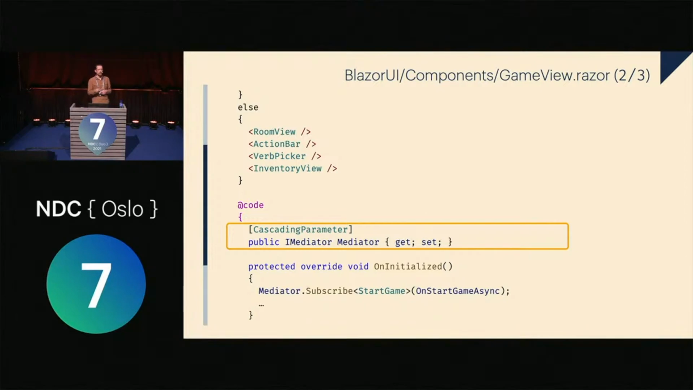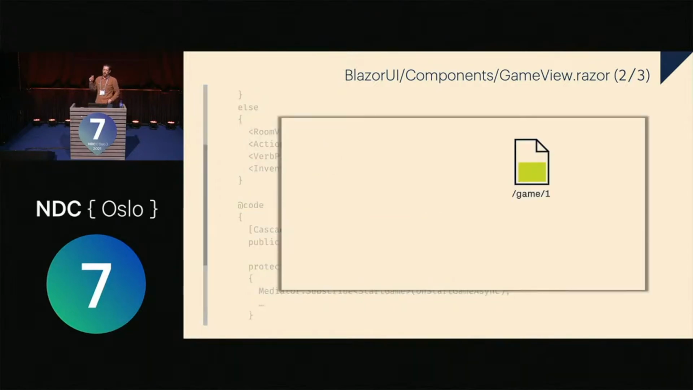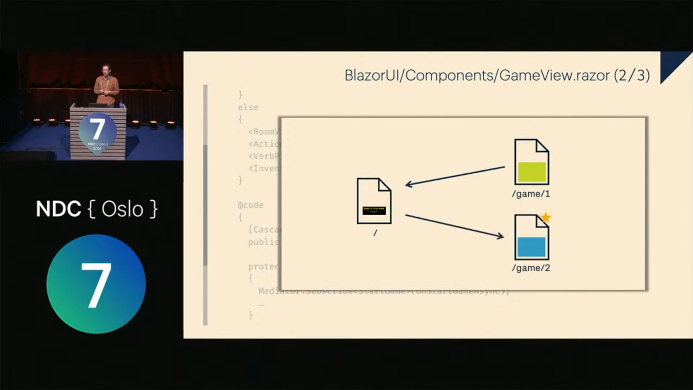Now, why do I need these cascading parameters here? Because I could have also injected the mediator into this component, right? Just like I did with the page component. And I could also inject it into these deeper nested components, like the Verb Picker. Well, have a look at this scenario. So let's say I'm playing game number 1, and I decide I want to quit the game and I want to go play another game. So I go back to the selection screen. My play game page, including all of the nested components, will now be disposed because I'm on a different page. So now I'm going back to the play game page, but another instance, a new instance of the play game page, to play game 2.